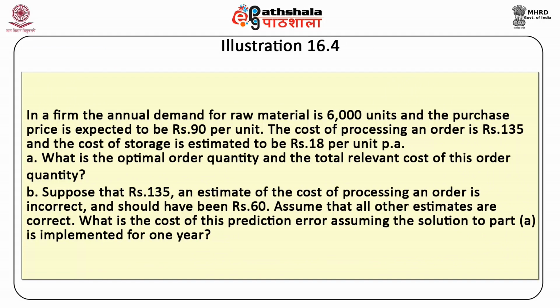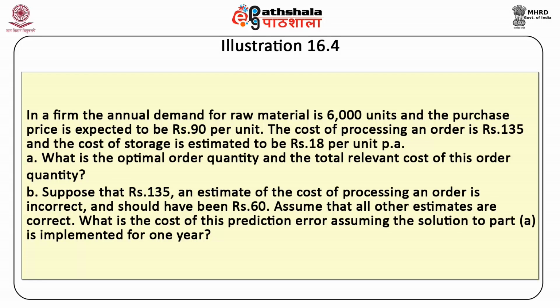In a firm, the annual demand for raw material is 6,000 units and the purchase price is expected to be rupees 90 per unit. The cost of processing an order is rupees 135 and the cost of storage is estimated to be rupees 18 per unit per annum. A. You are required to determine the optimal order quantity and total relevant cost of this order quantity.